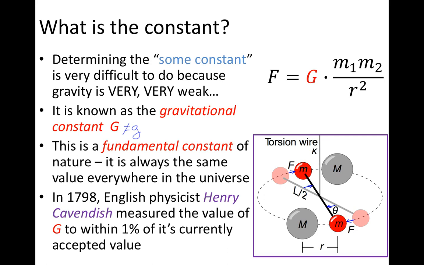He then twisted the wire, causing it to want to go back to where it was, but it didn't go back to where it was because the tiny red balls were attracted by the large cannonballs shown in gray. And because this is such a sensitive setup, he was able to accurately and precisely measure the value of G.